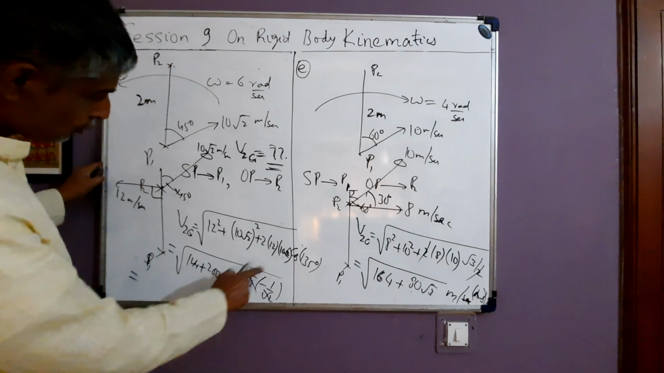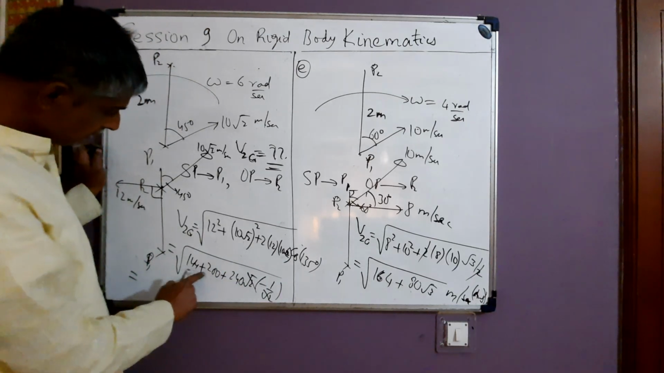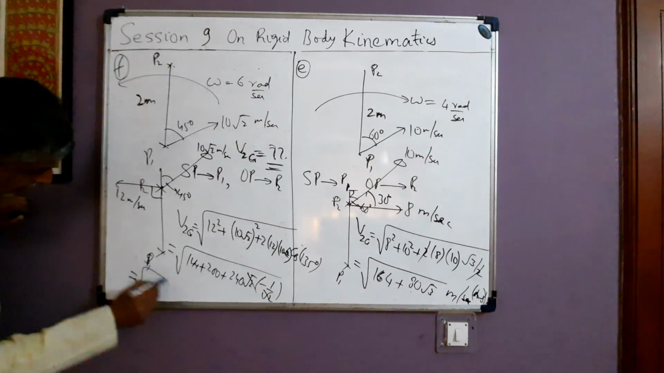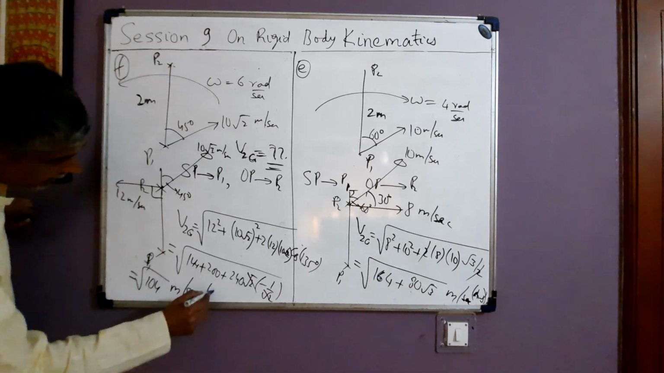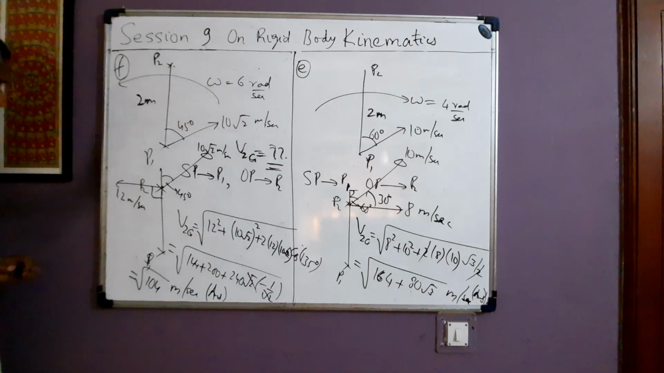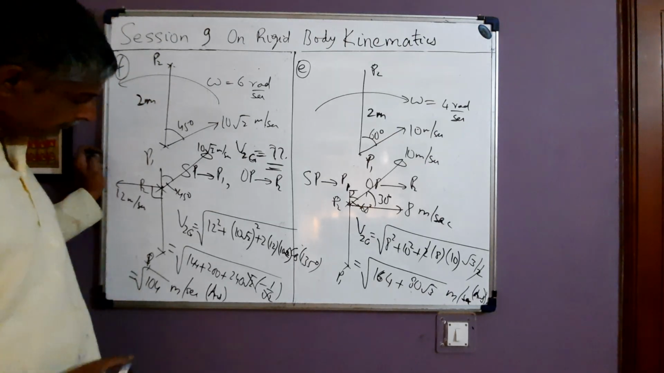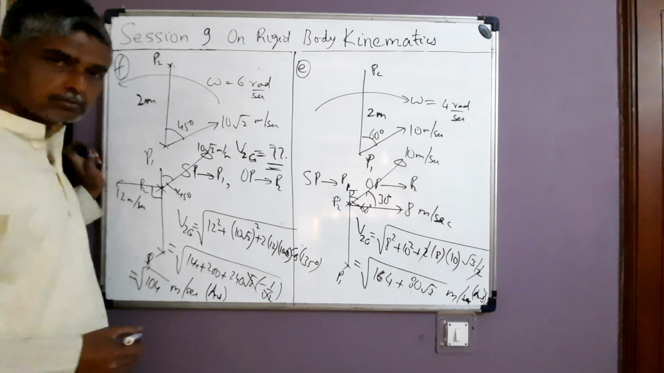So root 104 meter per second is the required answer. Alright. The velocity of P2 with respect to ground becomes root 104 meter per second. That is therefore the required answer. Alright, fine.